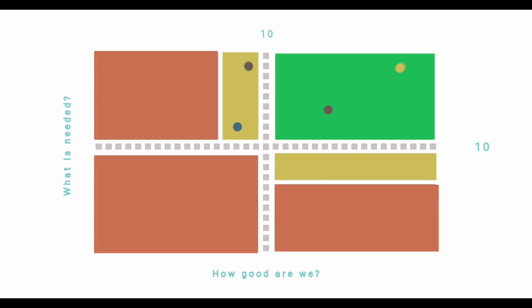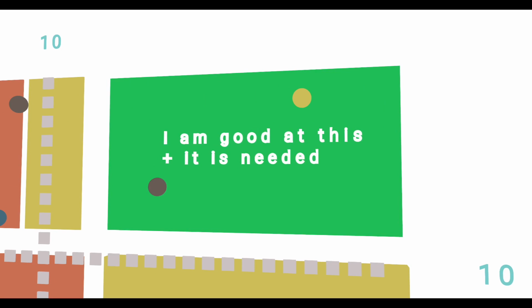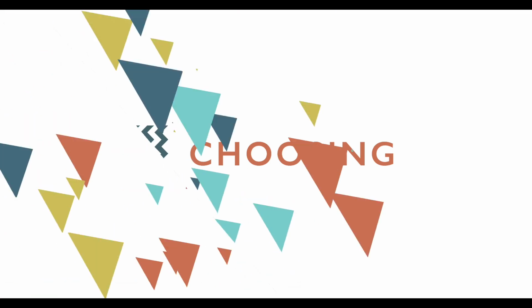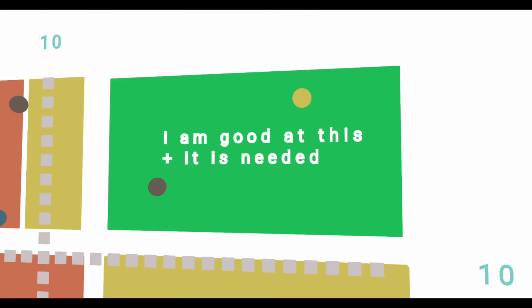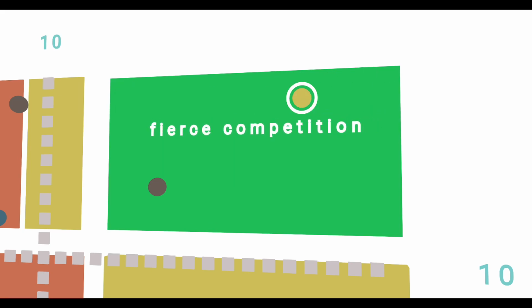It is this green area which represents the sweet spot of our strategy. You can say, I am good at this and it is needed. But how do you choose between successful strategies? It may seem that you should opt for the thing that you are best at and is most needed, that we've circled here. But if you assess them more closely, you might find factors which change that, such as cost or competition. You might find that one strategy has fierce competition and the other has very little.